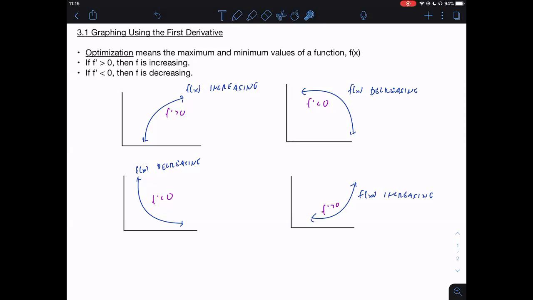All right, in other words, identify where the function changes its behavior, where it changes direction, whether it goes from positive to negative or negative to positive. Identifying that change in behavior will help us identify its optimal points. Okay?